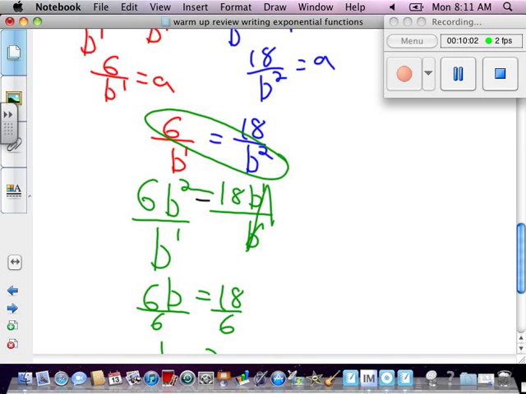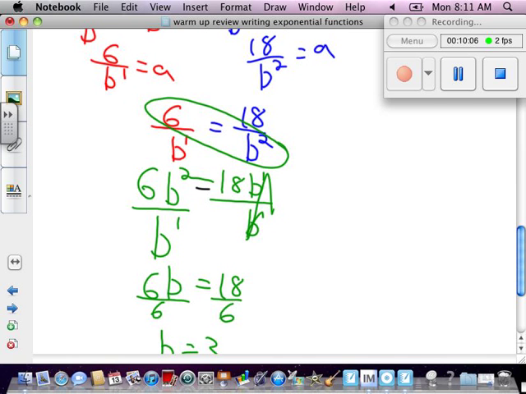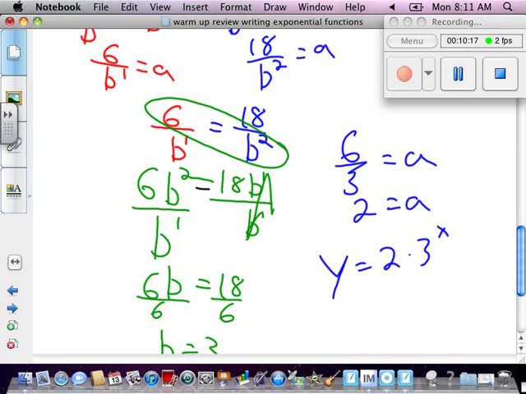So we're going to take 3 and we're going to put it into this equation. We're going to go 6 over 3 equals A. So 2 equals A, and then we can plug that all in. Y equals 2 times 3 to the x. So right here, that's my final answer. All right, now we get to turn it over and look at the back, guys.